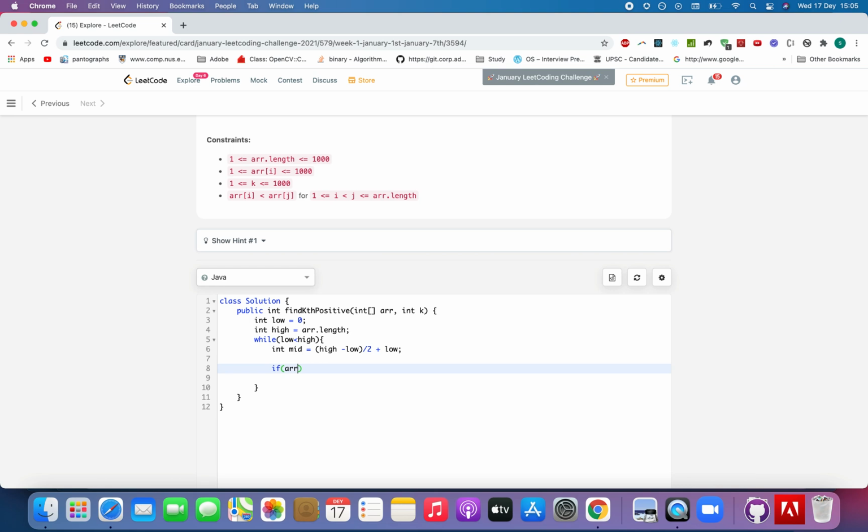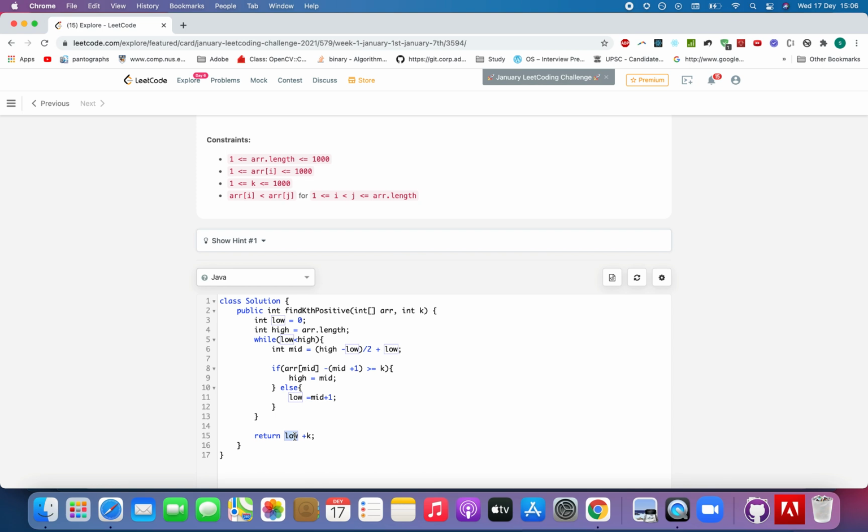If array of mid minus mid plus 1, that means we are calculating the number of missing elements. If it is greater than or equal to k, that means we are too much on the right side of the array, we need to move towards the left. High equals mid, otherwise we will move towards the right side of the array. Low equals mid plus 1. Return low plus k.